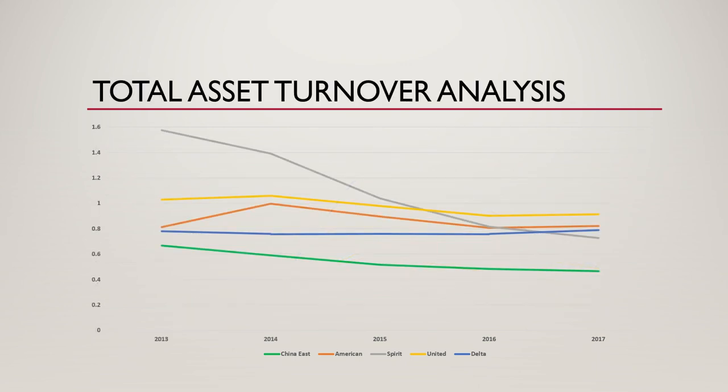Following, we got our total asset turnover. Spirit is sitting at the highest, so we're talking sales to total assets. And then they're kind of slowly tapering off. United, American, and Delta are right smack dab in the middle again, and then China East is bringing up the rear.